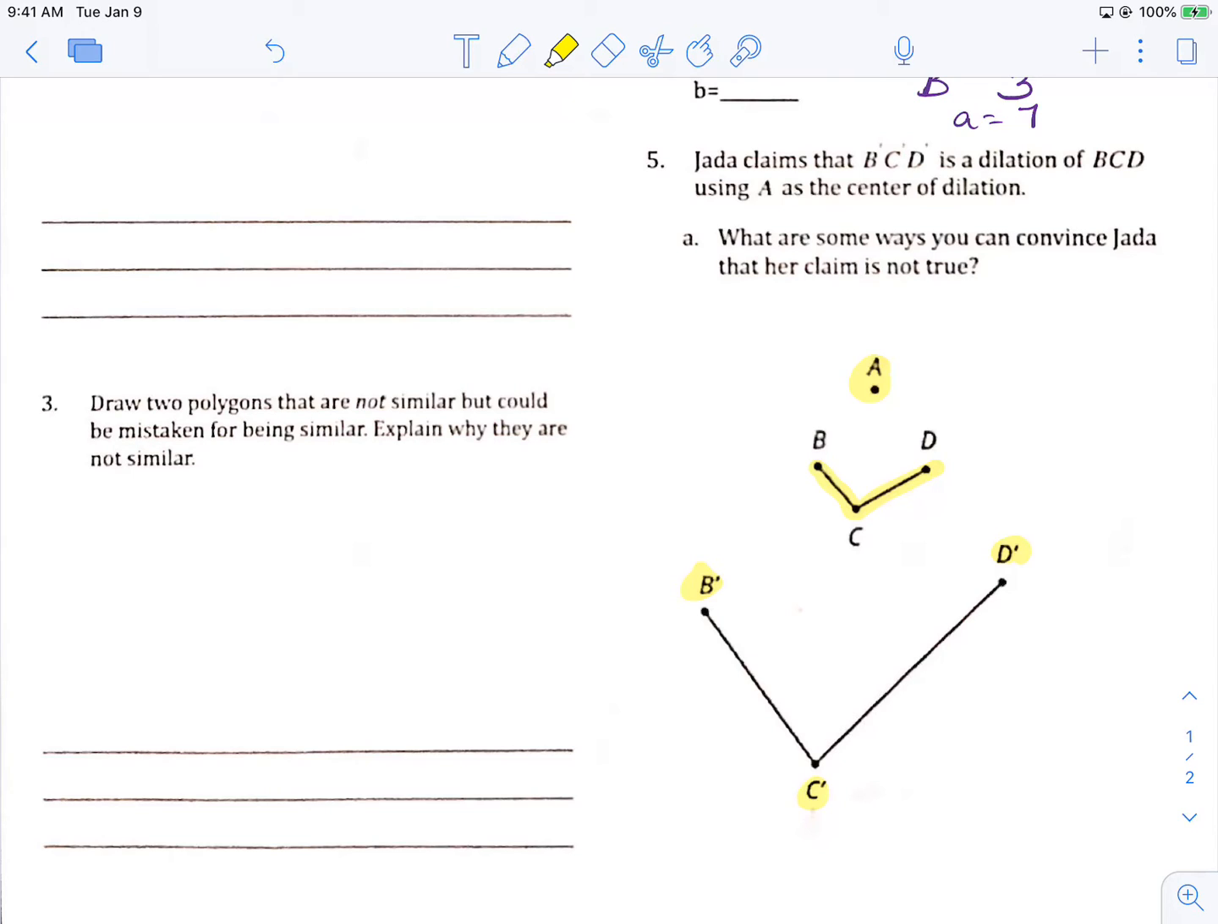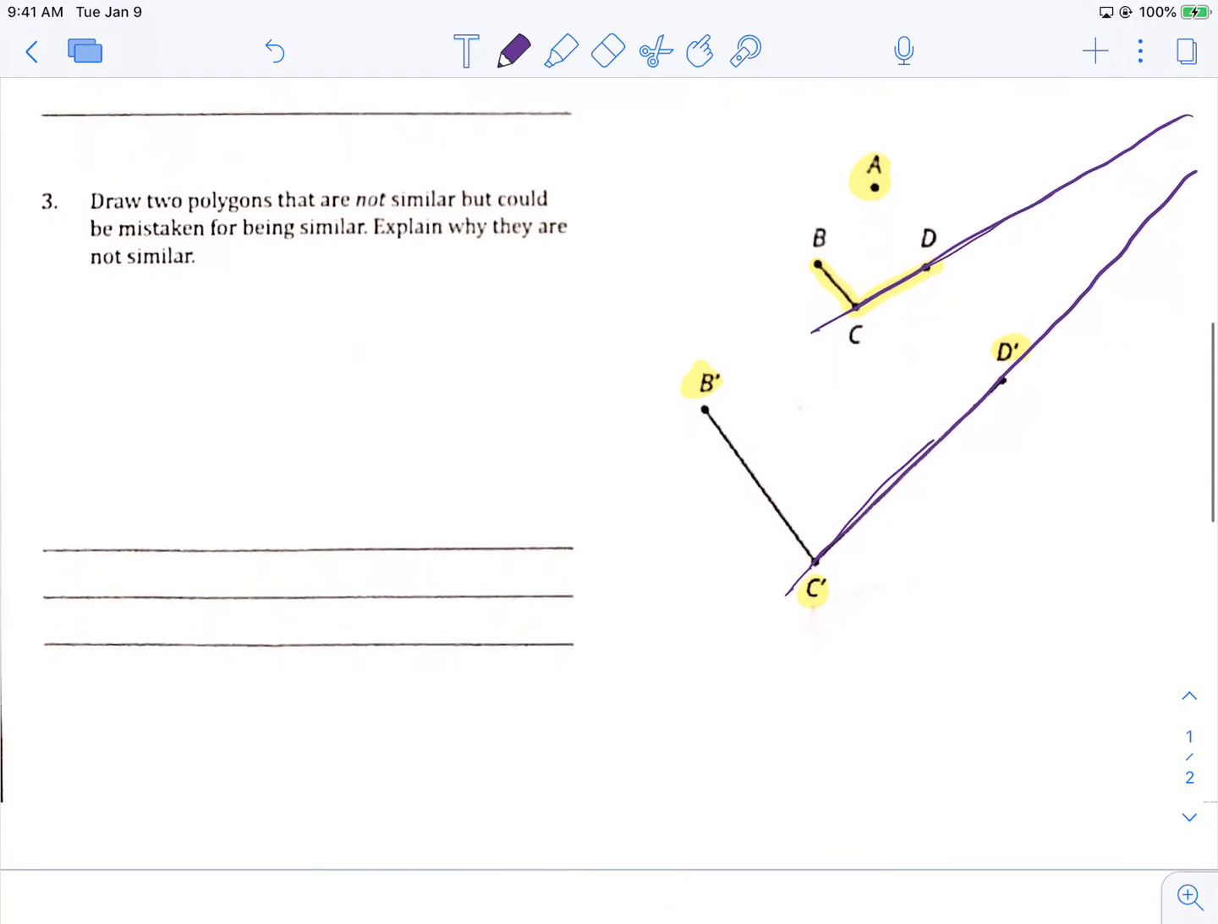You could do some moving here, but if we look at these very closely, we could almost see that if we extended CD out and we extended CD prime out forever, what are we going to notice about these eventually? They're going to run into each other. They're going to cross. They're not parallel. And if they were exact dilations of each other, just further away from A, they would have to be parallel. So that's one of the cases we could use. There's many others, so try to find a couple other ones that would convince her that that is not correct. See what you can find.